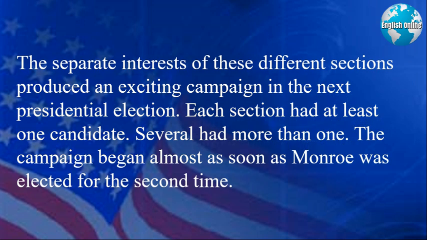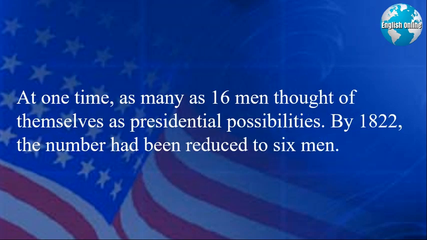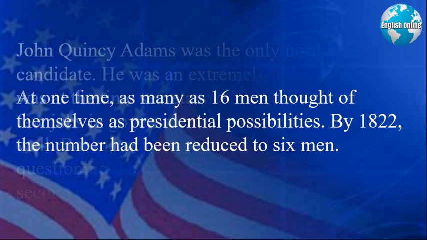The separate interests of these different sections produced an exciting campaign in the next presidential election. Each section had at least one candidate. Several had more than one. The campaign began almost as soon as Monroe was elected for the second time. At one time, as many as 16 men thought of themselves as presidential possibilities. By 1822, the number had been reduced to 6 men.